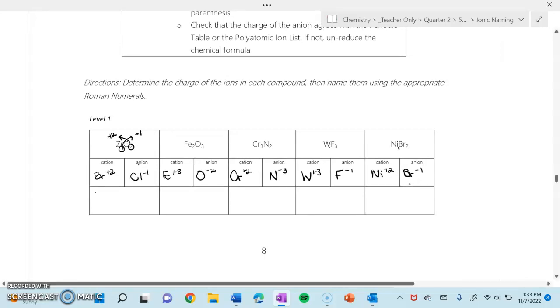So Zr is zirconium. Then we put in parentheses II to show it's a 2 charge. There's our cation, done. And then chloride. Fe is iron. And then it's a +3, so we'll put Roman numeral 3.